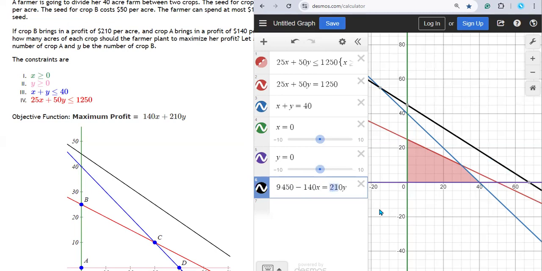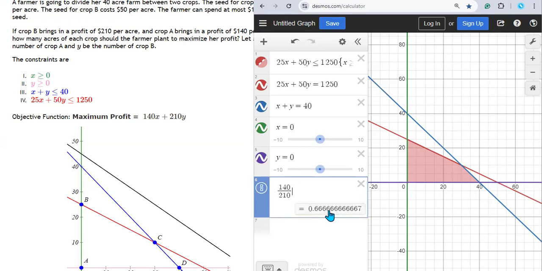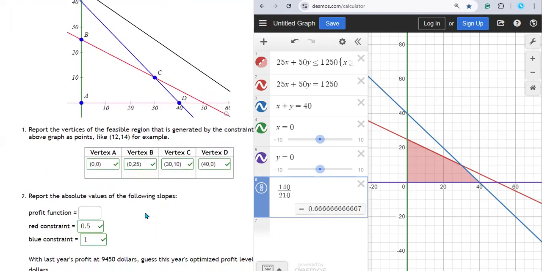And then I want to divide both sides by 210. 210 divided by 210, that's 1. So the coefficient of y here becomes 1. I'm going to divide 9,450 by 210. The slope of this line is 0.6667, right?